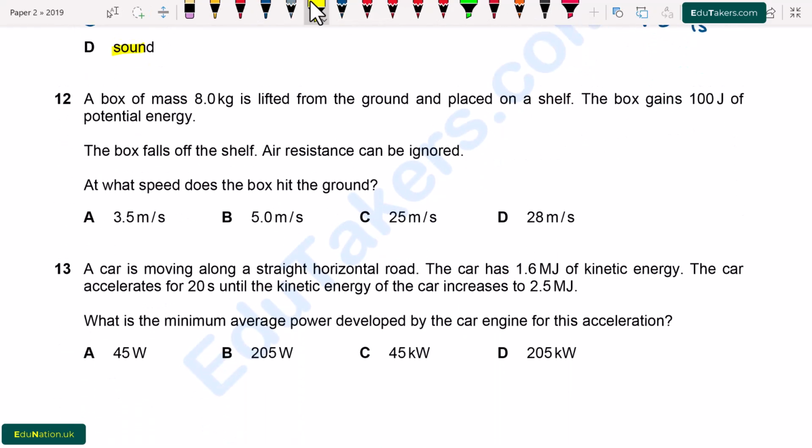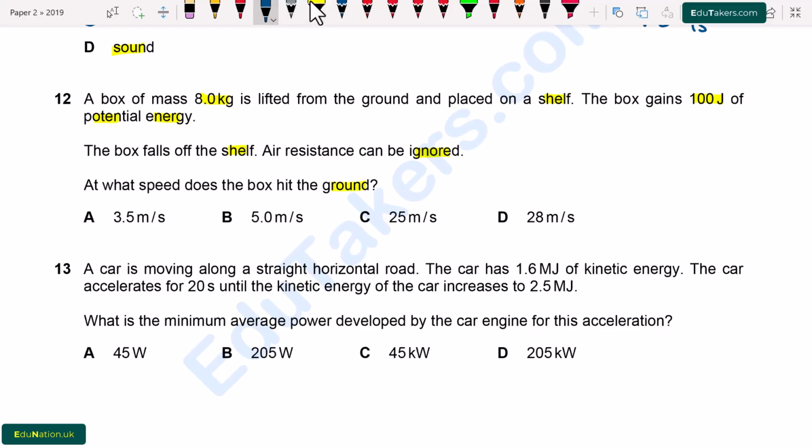Question number 12. A box of mass 8.0 kg is lifted from the ground and placed on a shelf. The box gains 100 joule of potential energy. The box falls off the shelf. Air resistance can be ignored. At what speed does the box hit the ground?